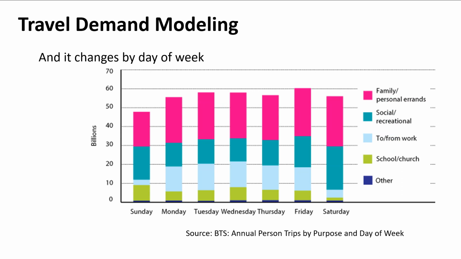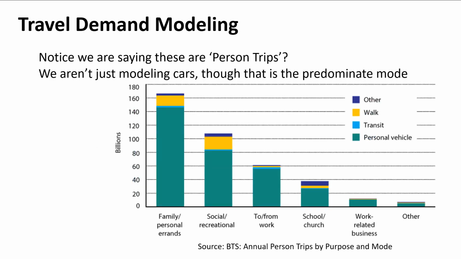It varies a lot by the day. And so you can see that there are very few work trips on Sundays and on Saturdays. And social recreational is huge on Saturday, and family and personal errands also. So we've got a lot of variability by day of the week. If we want to know what our weekday travel demand model is, it's very different from what the Sunday one would be, because there are different reasons people are out traveling.